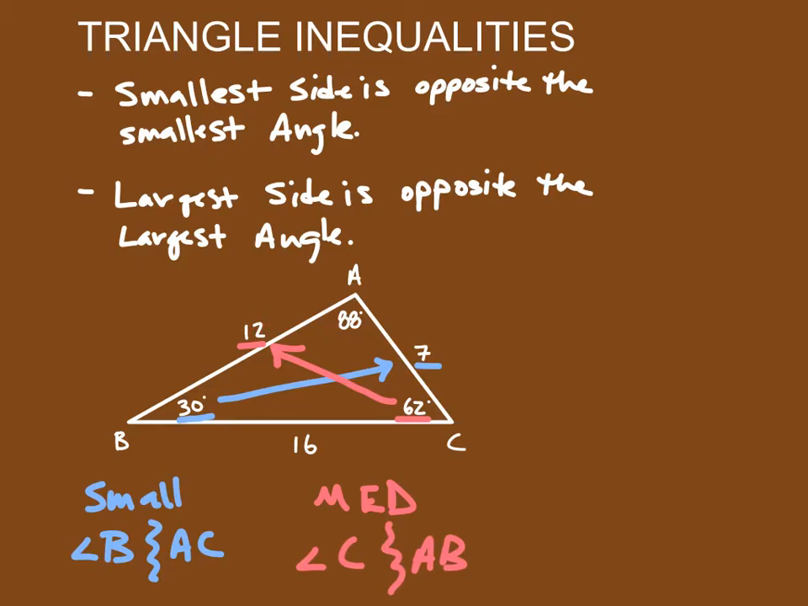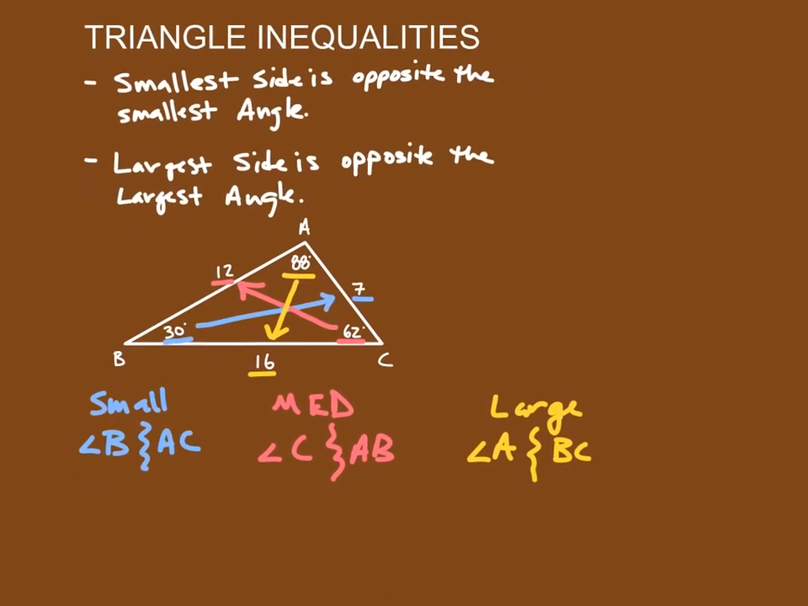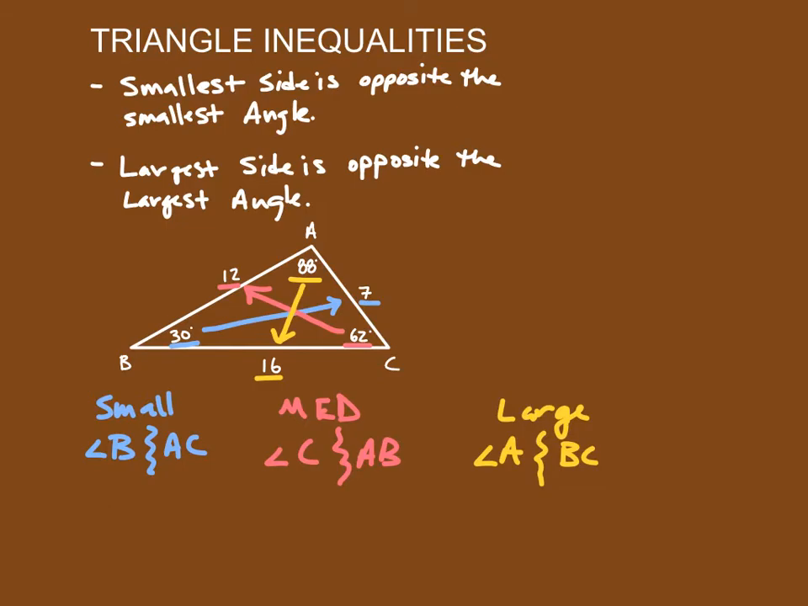Let's talk about the large angle and the large side length. The only one left is 88 and our side length of 16. What we can say is that the longest length in this triangle is opposite our largest angle. So angle A is our large angle, and side length BC is our largest side. So I could write some inequalities here, and we can order this from shortest to largest.